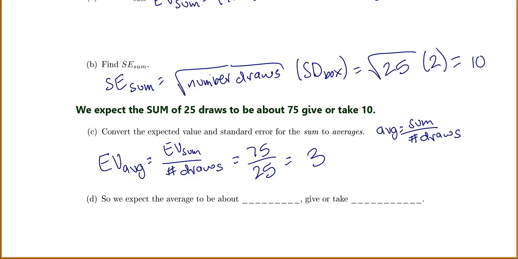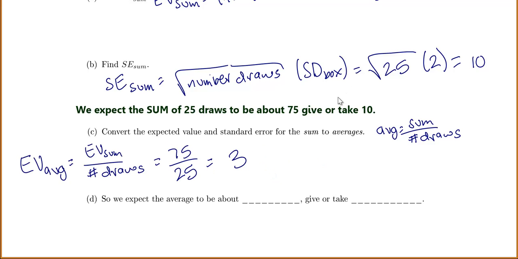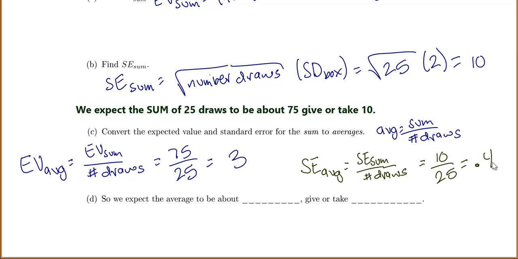Oh, I need to convert both of them. And the standard error for the average is going to be the same thing. Just take your old standard error for the sum and divide by the number of draws. So the standard error for the sum was 10 divided by your number of draws, which is 25, and this gives me 0.4. So what does this truly mean for us? So we would expect our average to be about 3, give or take about 0.4. So we can do the exact same thing that we've been doing for the sums, but now we just change it to averages since that's actually used more in practice.